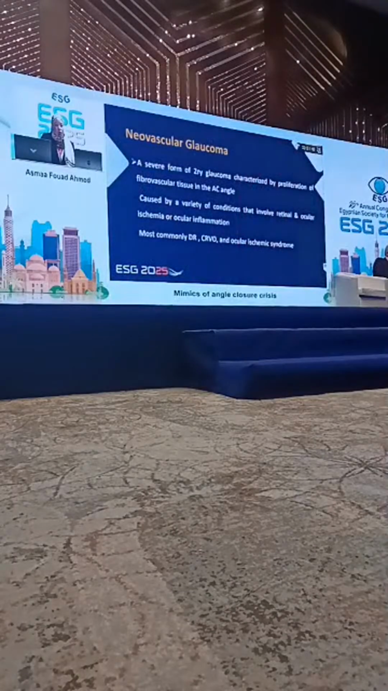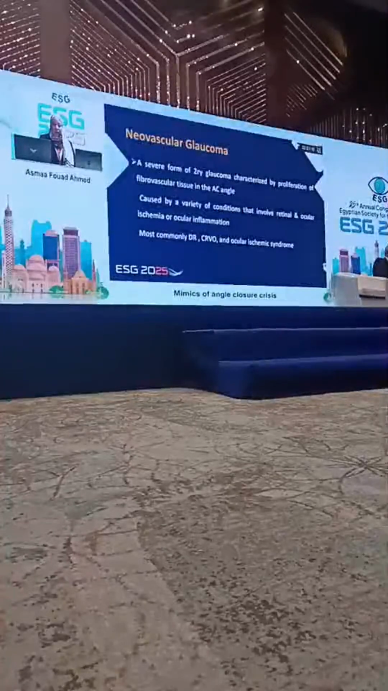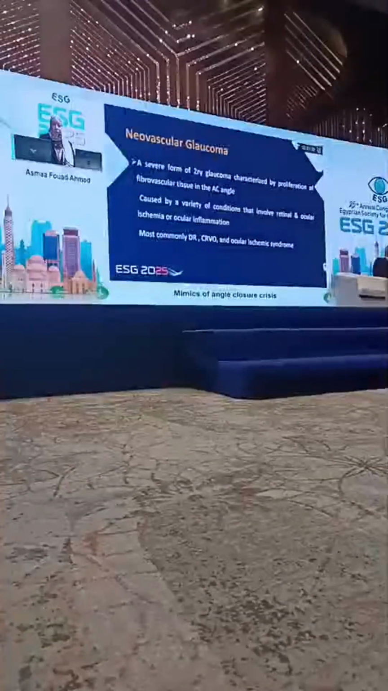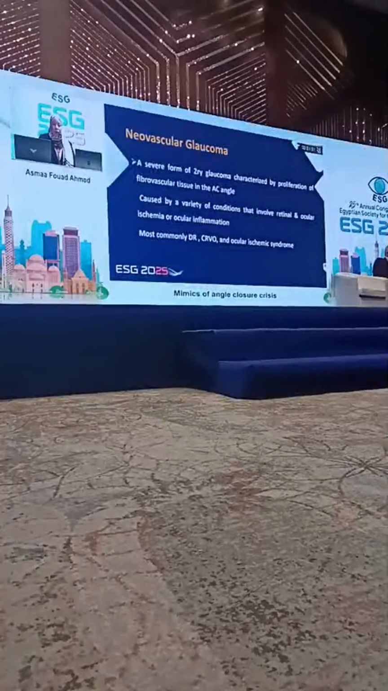Regarding neovascular glaucoma, it is a severe form of secondary glaucoma characterized by proliferation of fibrovascular tissue in the anterior chamber, caused by a variety of conditions that involve retinal or ocular ischemia and inflammation, most commonly diabetic retinopathy, central retinal vein occlusion, and ocular ischemic syndrome.